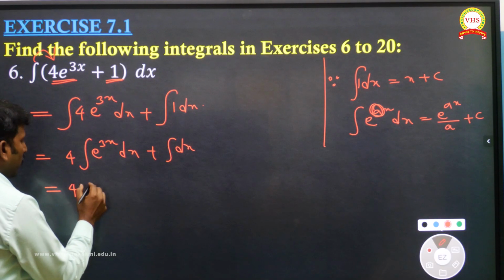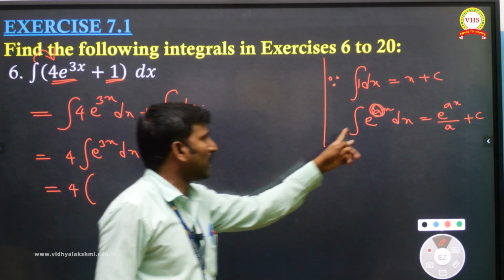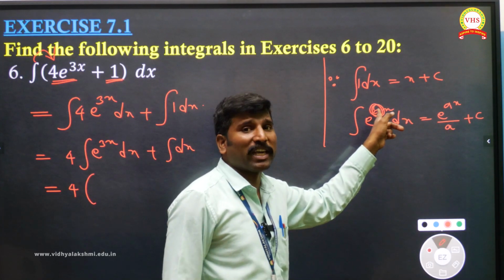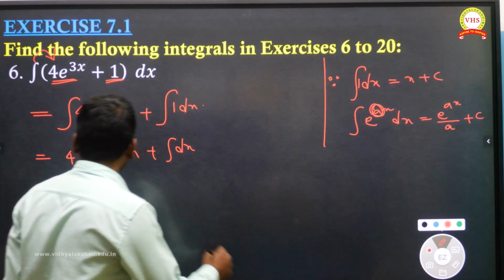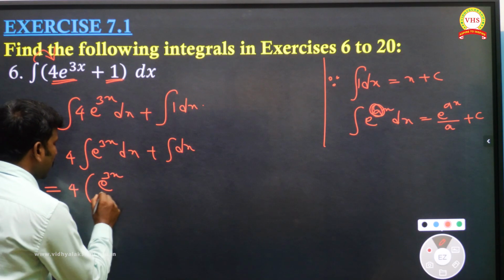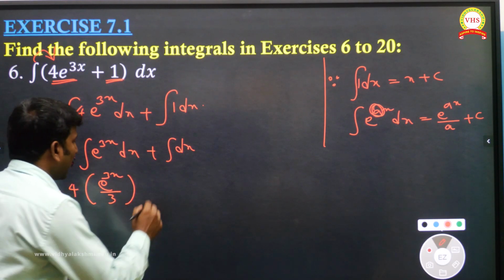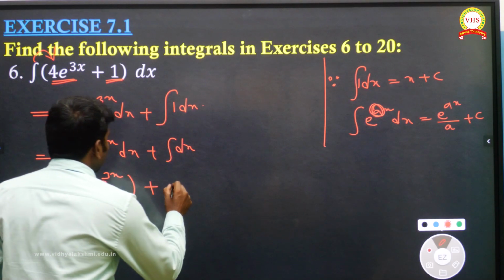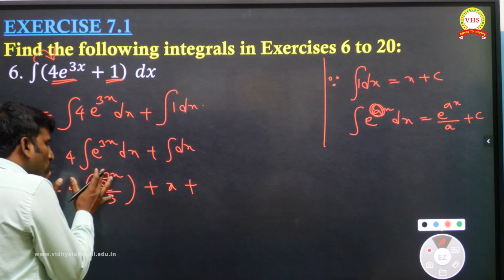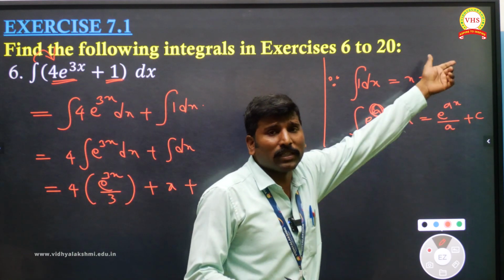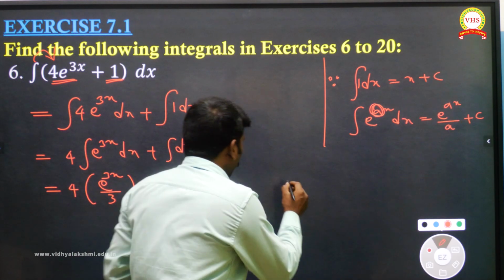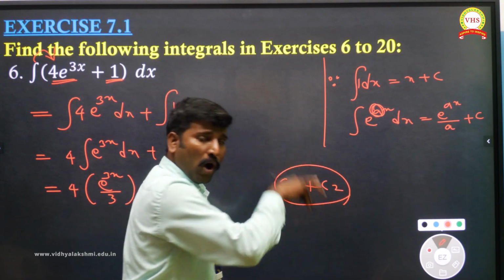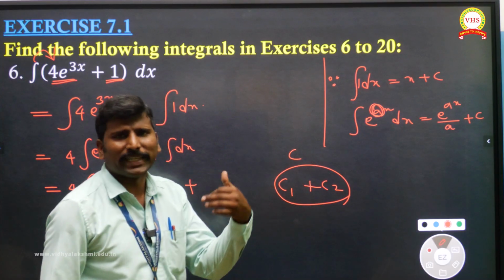Now 4, let it be here. Integral e power 3x, using this formula, is e power 3x divided by 3. Whatever is multiplying with x, you have to divide by it. Plus integral dx, the formula gives x, so x plus c. You should not give a c for each separately. Why? Because if you give c1 for the first one and c2 for the second, both are again constants, so you can write just c, not an issue.